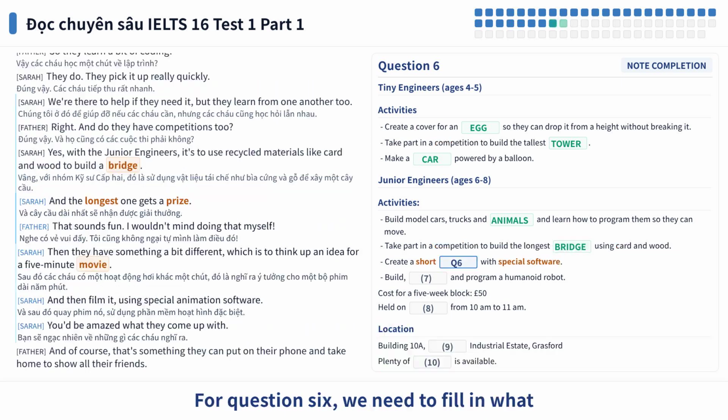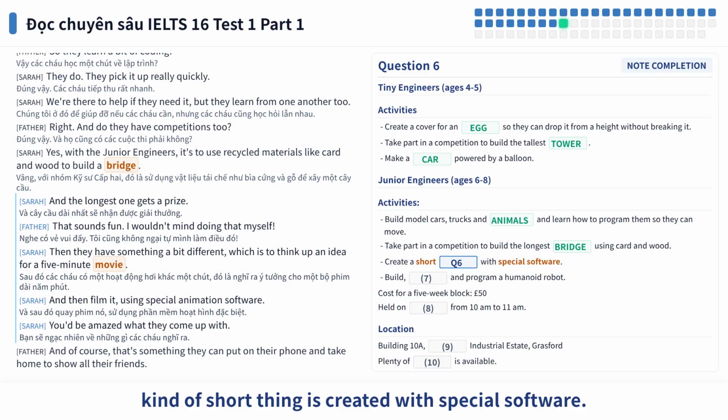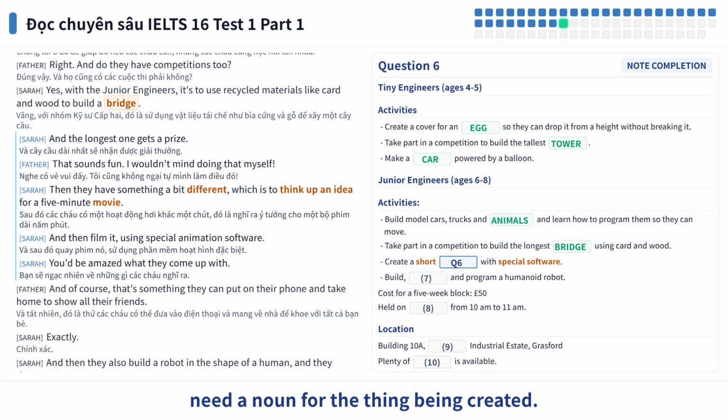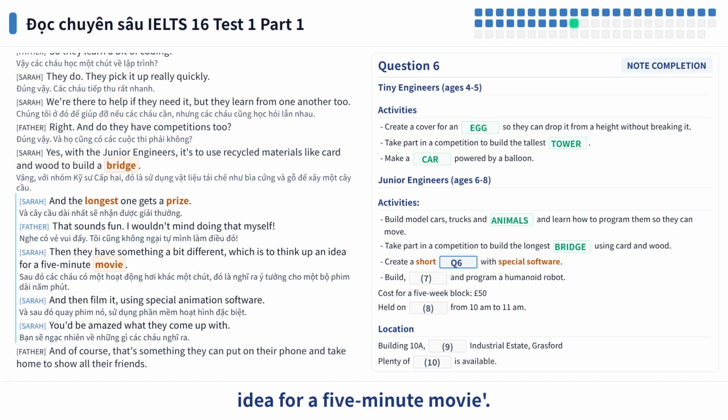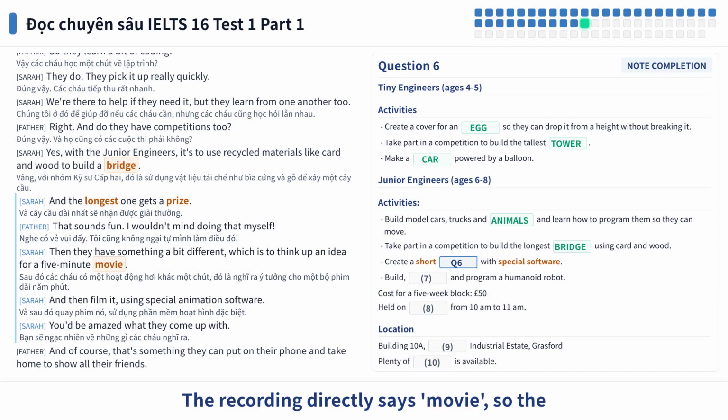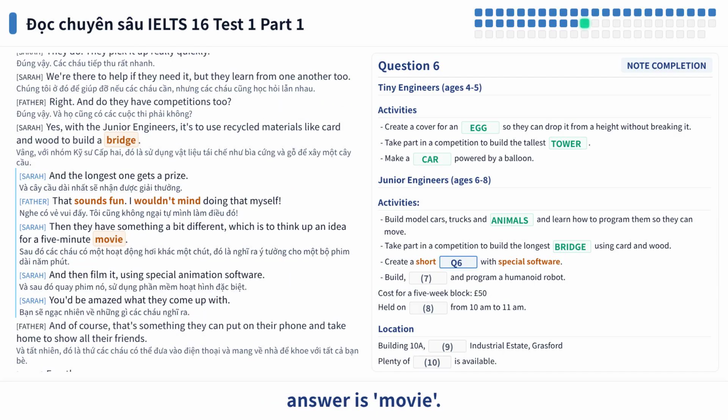In the recording, Sarah says, use recycled materials like card and wood to build a bridge. So the answer is bridge. Final answer, bridge. Remember the spelling, B-R-I-D-G-E. For question 6, we need to fill in what kind of short thing is created with special software.